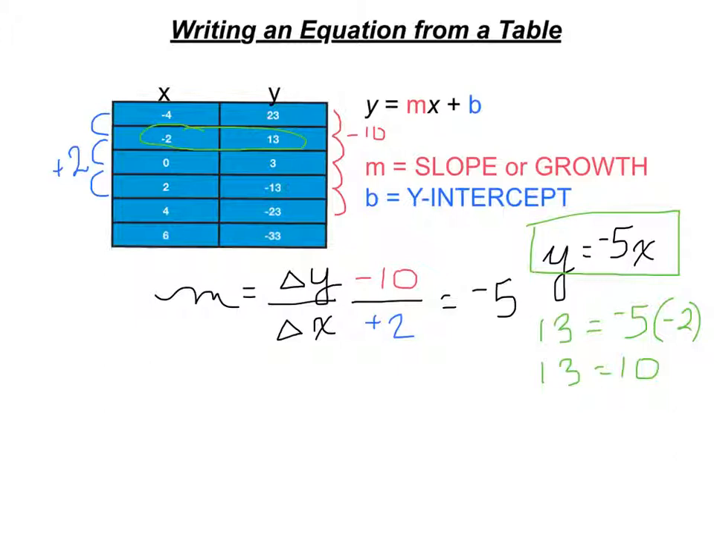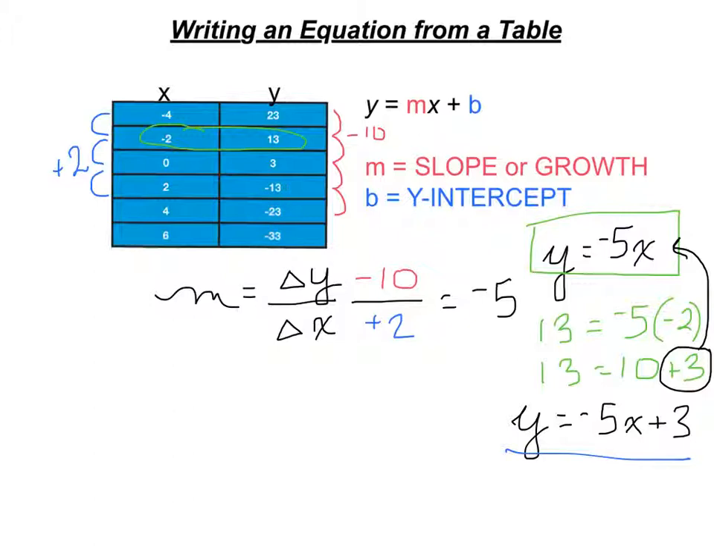Well, 13 does not equal 10. So you need to think to yourself, if you have 10, what do you need to do mathematically to get to 13? You need to add 3. So you can then take that plus 3 and incorporate it into the equation that you started writing. So the equation for this table is y is equal to negative 5x plus 3.